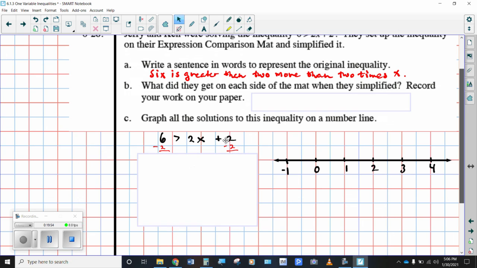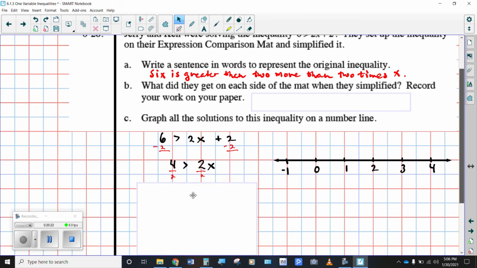So I'm going to start by taking away 2 from each side because I want to get my 2x's by themselves. So removing balanced sets, this becomes 2x on the right side and 4 on the left. And remember, this is saying that the left side is greater than the right side. So we are trying to find all the values of x that would make this statement true.